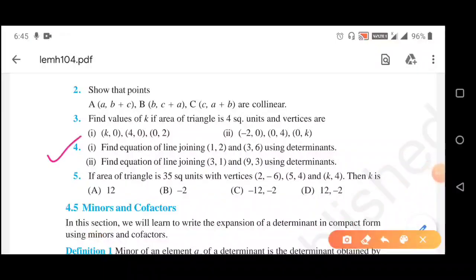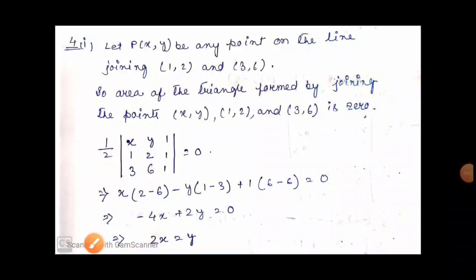Question number 4, part 1 of question number 4 is find equation of line joining 1, 2 and 3, 6 using determinants. Now whenever we do this kind of question, we will assume a point on the line joining these 2 points. Since we are assuming the point on the line, then the 3 points will be collinear. Since the 3 points are collinear, then the area of the triangle formed by these 3 points will be 0. So let's do part 1 of question number 4. So this is the solution of question number 1.